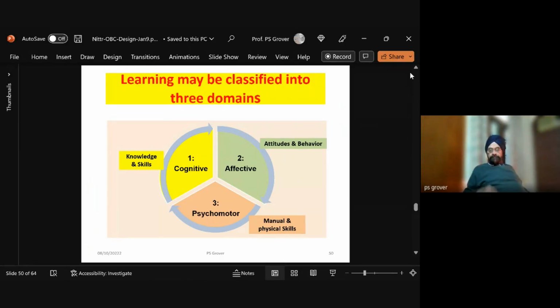Student learning may be divided. I want to use my curriculum design to enable student learning, which is cognitive. Now, scientific and neuroscience studies indicate that learning may be divided into three parts: cognitive, affective, and psychomotor. Cognitive is knowledge and skills. Affective is attitude and behavior. And psychomotor is manual and physical skills.